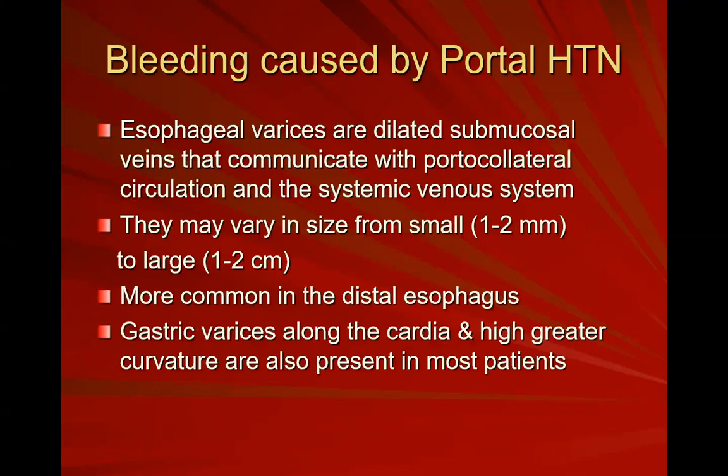So esophageal varices are, as we said, dilated veins, and they are located in the submucosa, and they communicate with the systemic circulation through collaterals. Okay, and the size would range from a few millimeters to a few centimeters. The site which would be more common is the distal esophagus. And there would be also some gastric varices that are located in the cardia and the greater curvature as well.